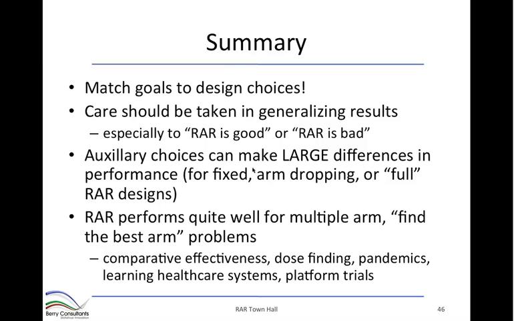And a final conclusion: RAR is doing quite well in this multiple arm, find the best arm problem. There's a sweet spot where RAR is really tailored for this. And those kinds of problems appear in comparative effectiveness. They're essentially the definition of dose finding. A pandemic kind of setting, learning healthcare systems are often interested in finding the best arm. Platform trials are related to this. There's a large class of problems that RAR is well suited for. So I think I will stop there.